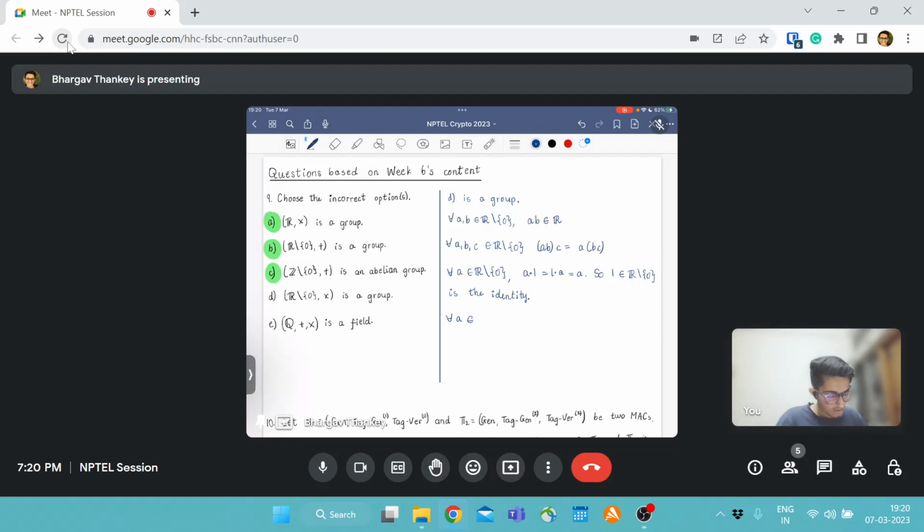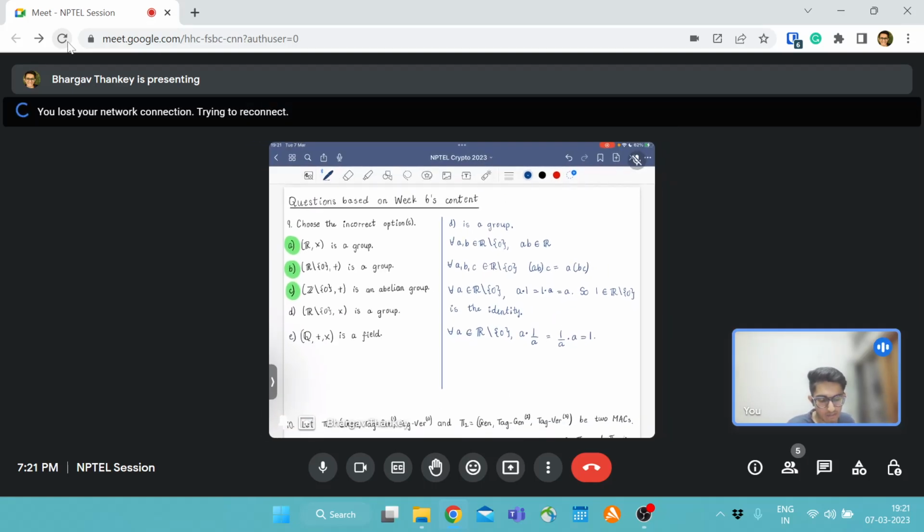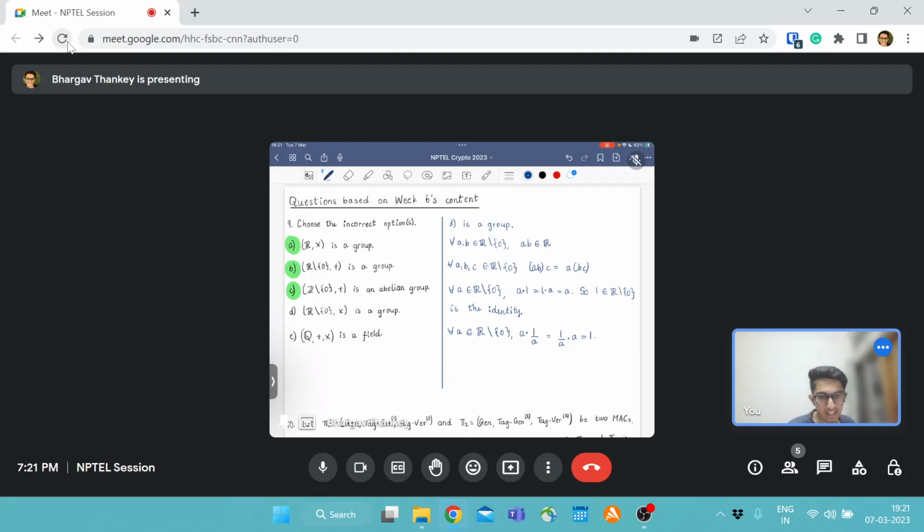Okay, it's visible. So, before I lost connection, we saw that this system in option D satisfies the closure, associativity, and the identity axioms. Now, let's see if this set also has inverses. So, for all a in R minus 0, a times 1 over a is equal to 1 over a times a equals 1, right? So, every element in this set also has an inverse. So this satisfies all four properties of a group. In fact, it's an abelian group because multiplication is also commutative. So D is correct.